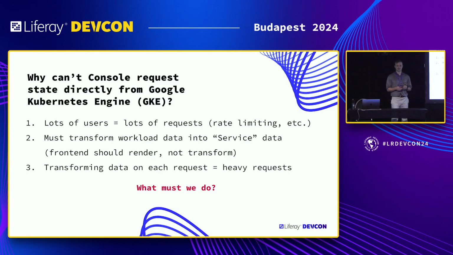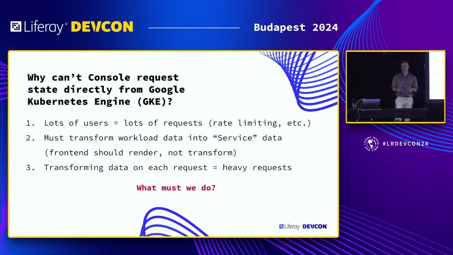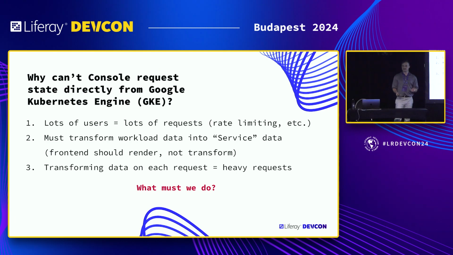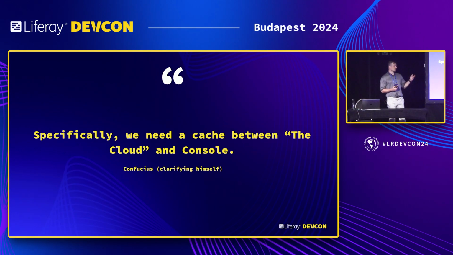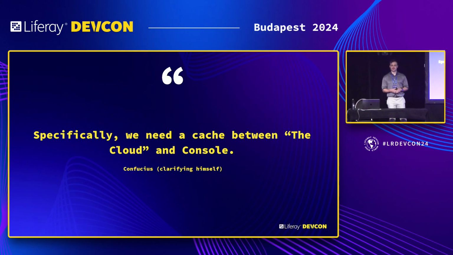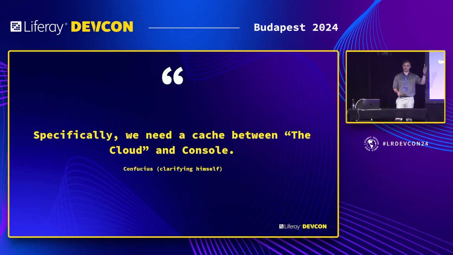So what architectural decision might we make in this case? You can probably guess that we're going to be using a cache. And more specifically, we're going to use a cache between the cloud, which is Google Kubernetes Engine for our purposes, and the front end, which is console.